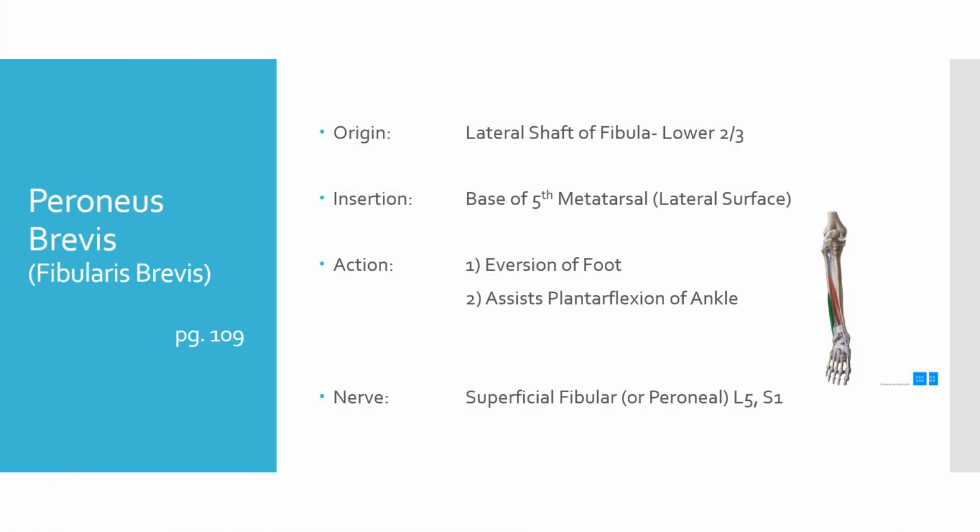Peroneus brevis, also known as fibularis brevis. The origin is the lateral shaft of the fibula, the lower 2/3. The insertion is the base of the 5th metatarsal on the lateral surface. Two actions include eversion of the foot, and it also assists in plantar flexion of the ankle. The nerve is superficial fibular or peroneal, L5 and S1.